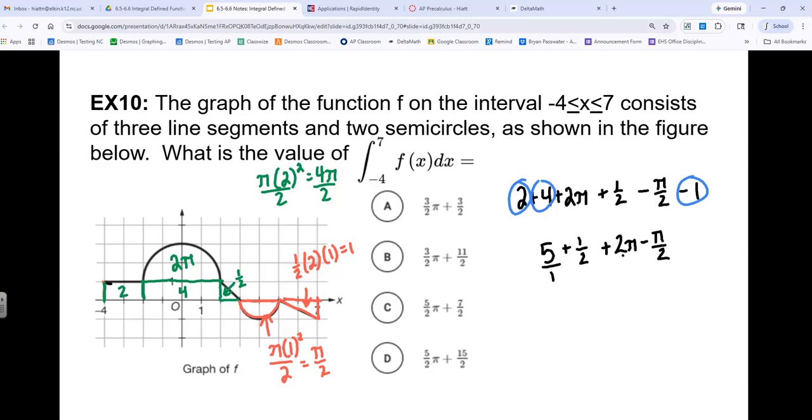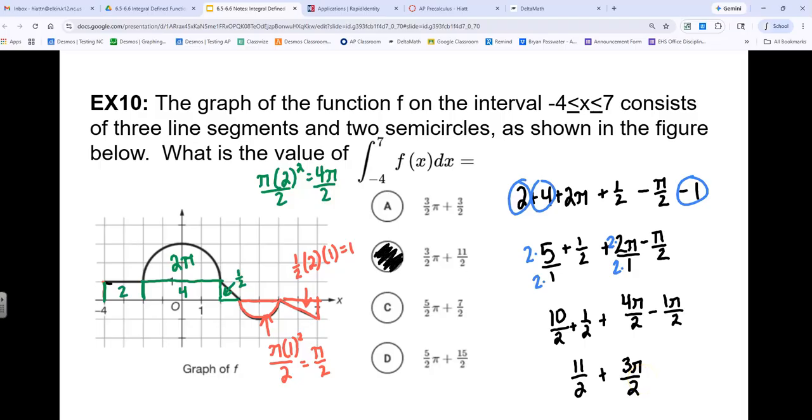So I'm going to put this over 1 and this over 1, which means you need to multiply by 2 on top and bottom here, and by 2 on top and bottom here. So we're going to have 10 over 2 plus 1/2. That's going to give me 11 over 2. And then I'm going to have 4 pi over 2 minus 1 pi over 2. And that is going to give me 3 pi over 2. And answer choice B is the one that matches that.